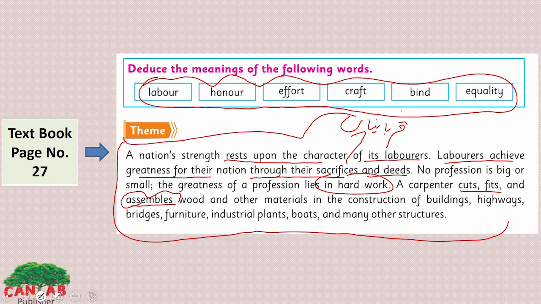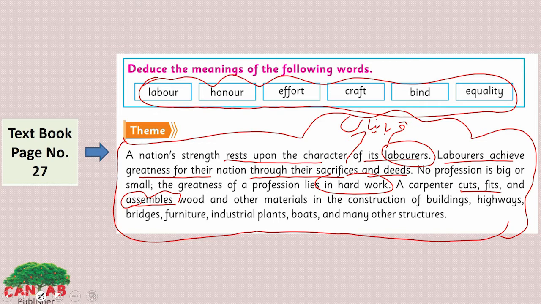थीम इसकी क्या बताती है? कौम की जो ताकत है वो किस पे है? उसके मजदूरों के हार्ड वर्क पर है. लेबर्स क्या अचीव करते हैं? ग्रेटनेस अचीव करते हैं कुर्बानियां देकर, काम करके, सख्त मेहनत, गर्मी धूप और पसीने में सख्त काम कर कर.